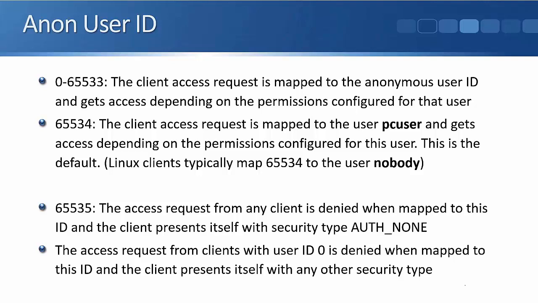Note that this is different than what happens with normal standard Linux clients. They will typically map 65534 to the user nobody. It's different on our NetApp system. Alternatively, we could use user ID 65535. The access request from any client is denied when mapped to this ID and the client presents itself with security type of none. And the last point on this page, the access requests from clients with user ID 0, so root, is denied when mapped to this ID and the client presents itself with any other security type. We'll be talking about root access later in this lesson.